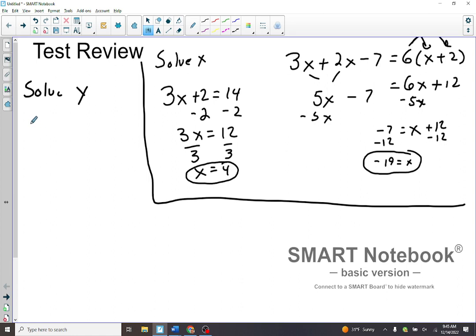So let's do 3x plus 2y equals 10. Your whole job is to get y by itself. So I'm going to subtract 3x on both sides. Notice I'm not getting x by itself, I'm getting y by itself. So 2y equals 10 minus 3x, or negative 3x plus 10.